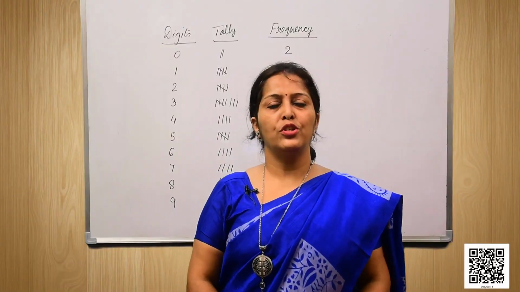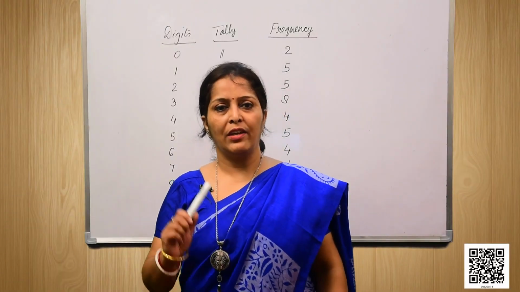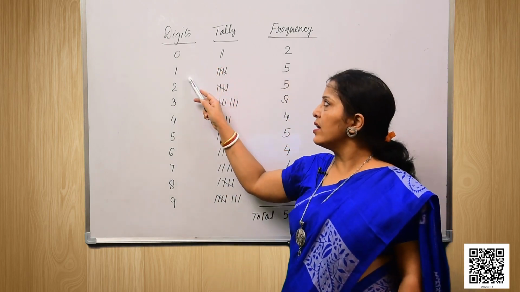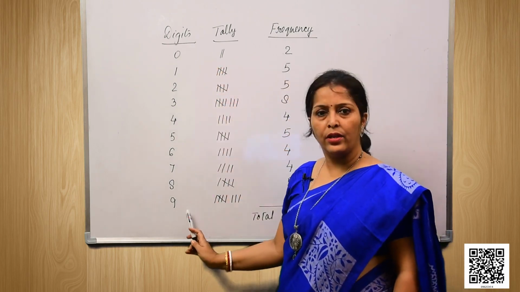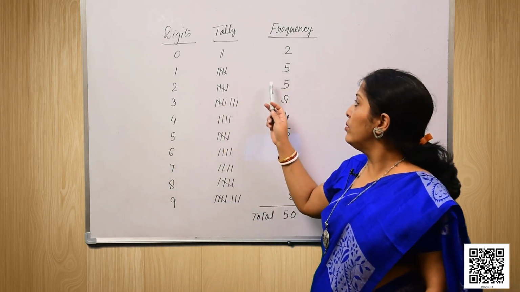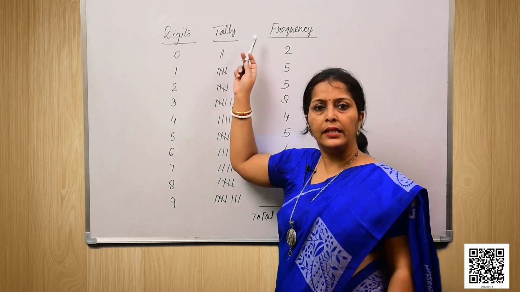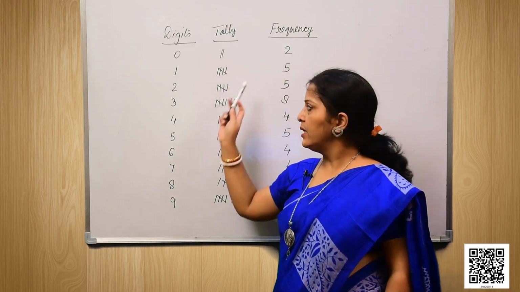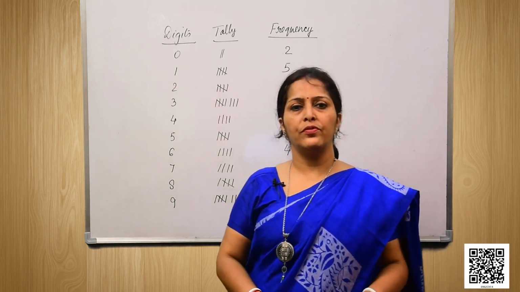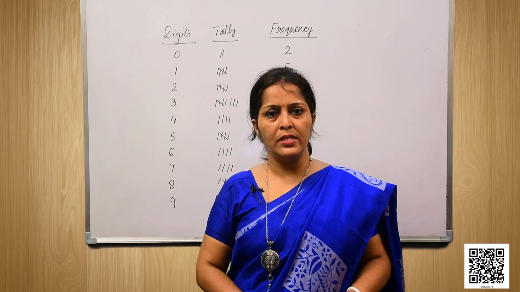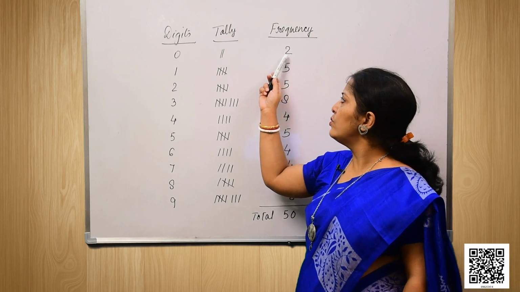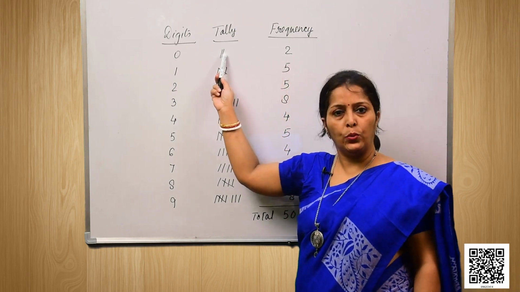Now the solution of question number 7, which I have done on the board. Please see. The different digits given to us were from 0 to 9, so the first column consists of all the digits. The second column I have marked as tally and the next one as frequency. Now the first number is 0. In the entire process where all 50 numbers are given to us, 0 is occurring only twice. So the frequency is 2, so the tally will be 2.